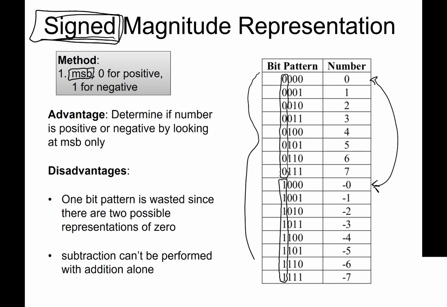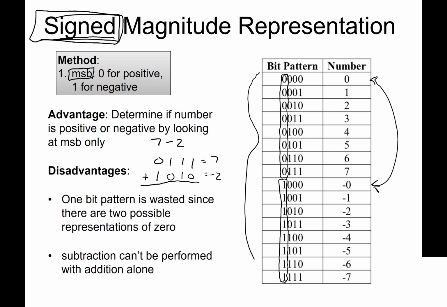The other issue with this is we can't just perform subtraction by addition alone with these numbers. And I'll show you why. Let's say we have 7 and we want to subtract 2. So let's say we want to do 7 minus 2. So 7 is 0, 1, 1, 1, and negative 2 is 1, 0, 1, 0. So this is equal to 7. This is equal to negative 2. So let's add those together.